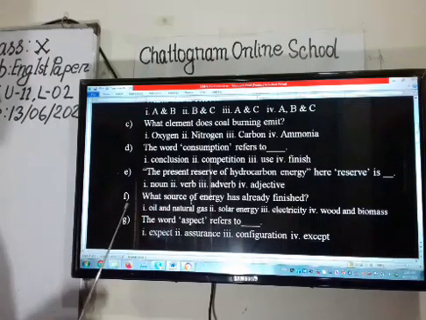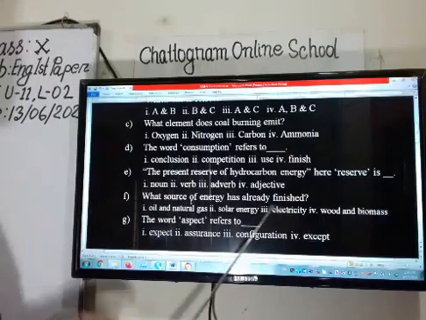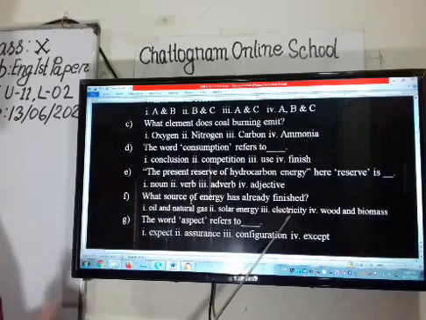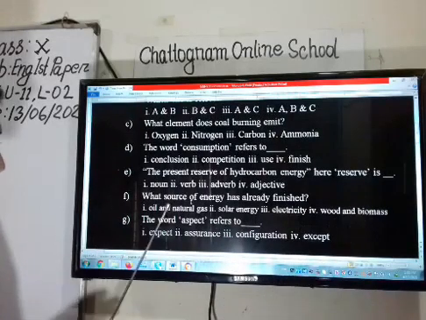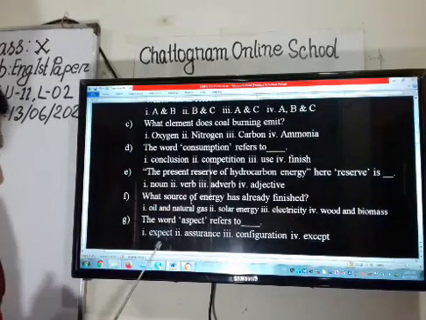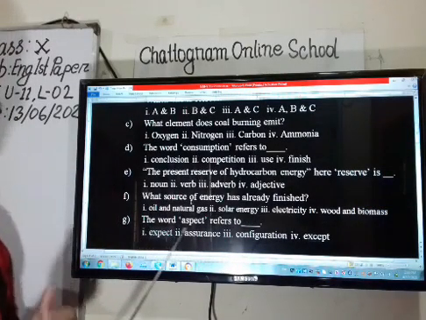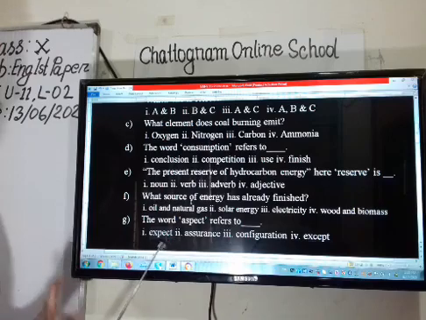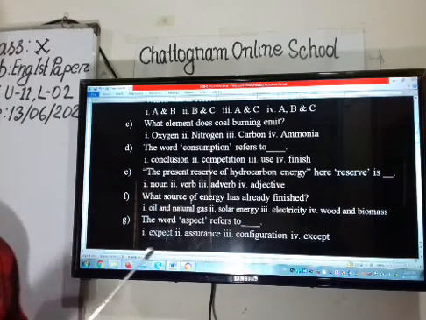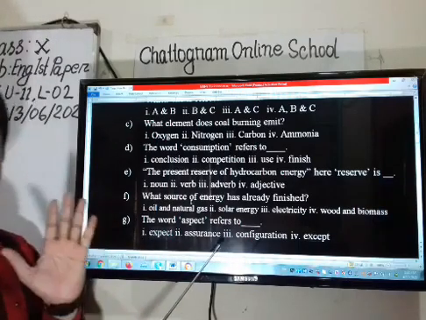Then number F, what source of energy has already finished? Oil and natural gas, solar energy, electricity, wood and biomass. Here the answer will be what? Yes, wood and biomass. And the last question, the word expect refers to expect, assurance, configuration or accept. Here the answer is configuration.